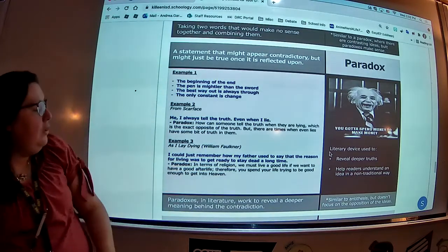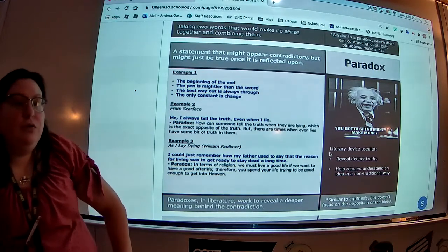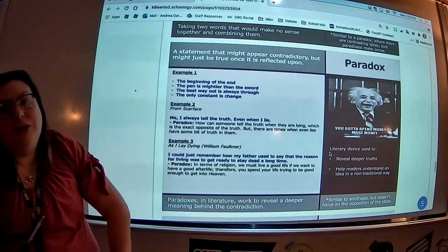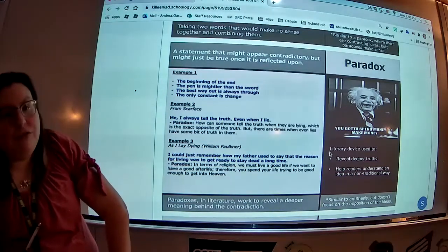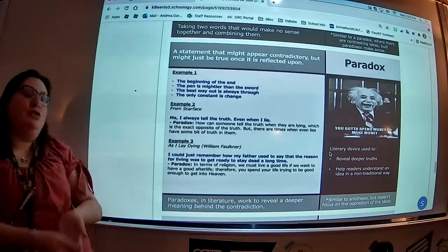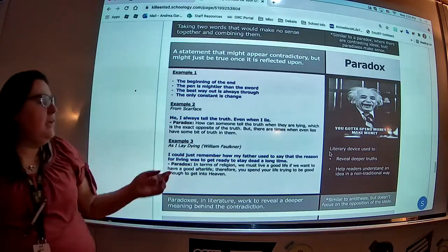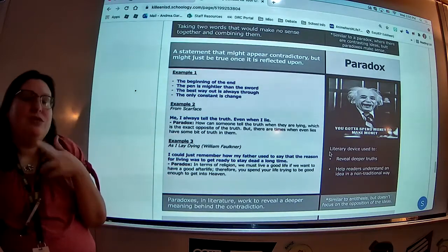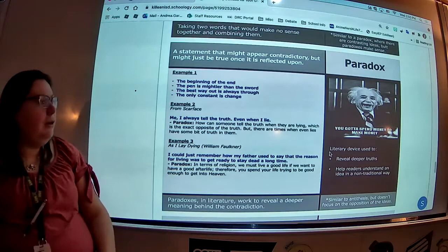There's another one from Faulkner. "I could just remember how my father used to say that the reason for living was to get ready to stay dead a long time." So this one might not have as much impact on you guys, but when I was growing up, I would hear, oh, you need to be good because you want to go to heaven, right? Everybody was really religious. Oh, you want to go to heaven, you want to go to heaven. So it seemed like everything you were doing was just to try to get to heaven. Or are you really enjoying life if that's all you're worried about? So that's what that's trying to say. So that's a paradox. When somebody says something and you make a face, like, what? And then later it's like, oh, wait, okay, that's a paradox.